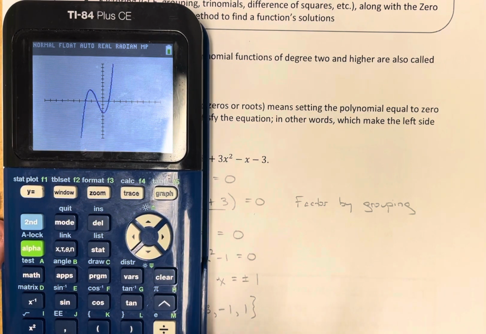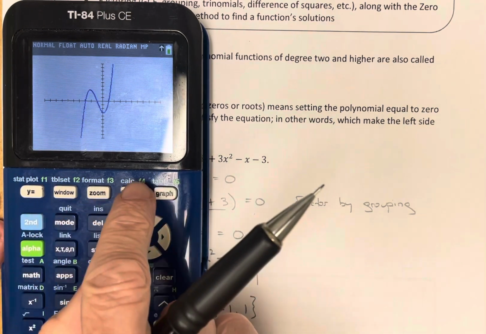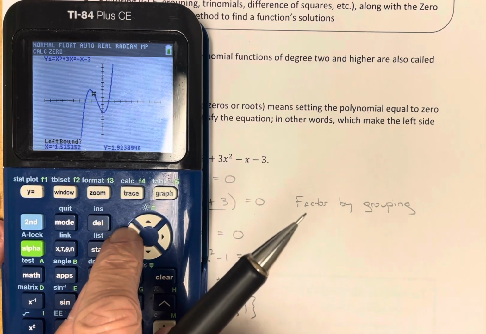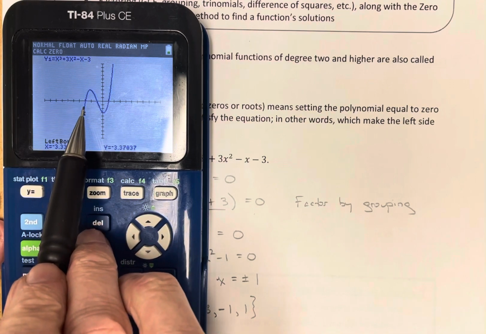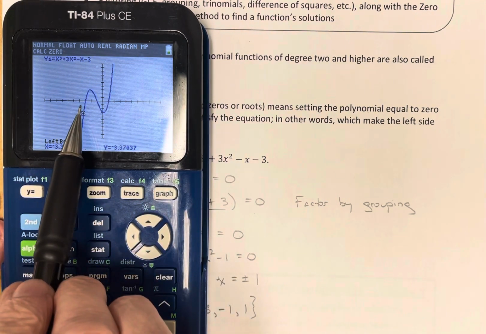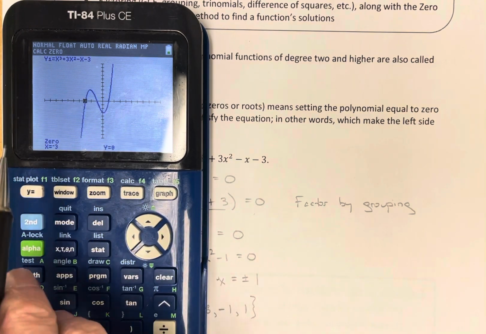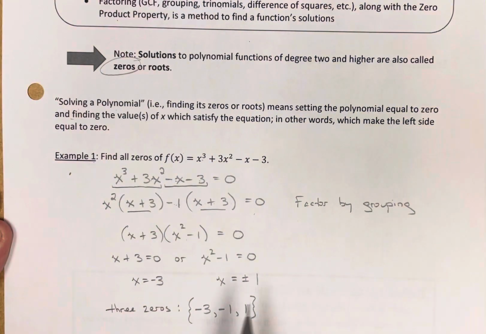What are they? Well, I can look for them in 2 ways. I can go to second calc and 0, and I can go to the left and right of each of them. So I'm going to look at the one here on the left, which looks to be -3, and I'll bracket it above and below. And look here, x = -3 is a zero. Well, I knew that. That's the 0 right there.